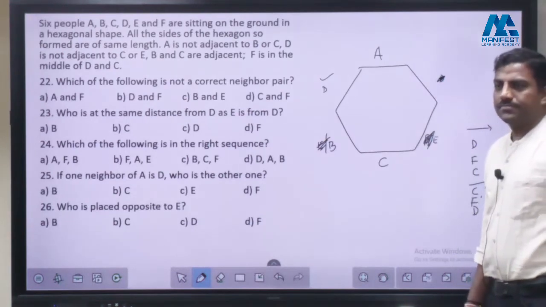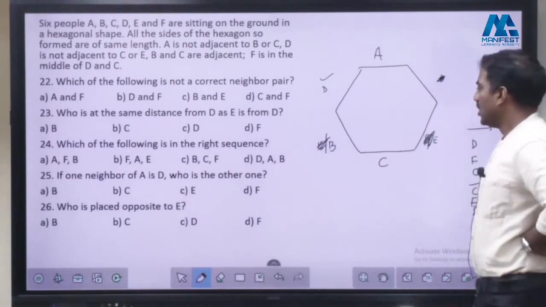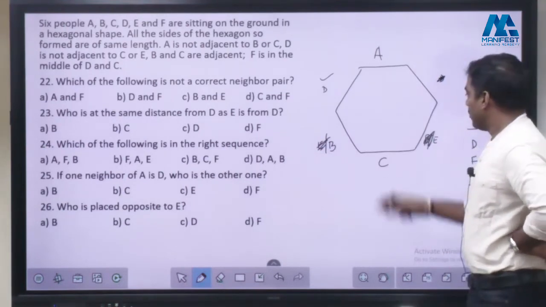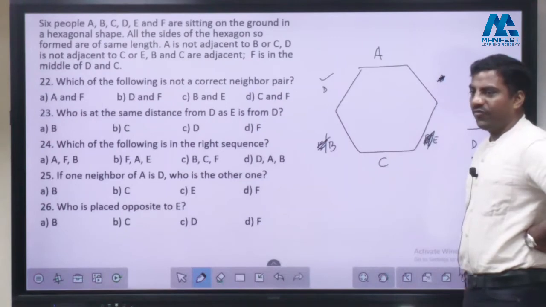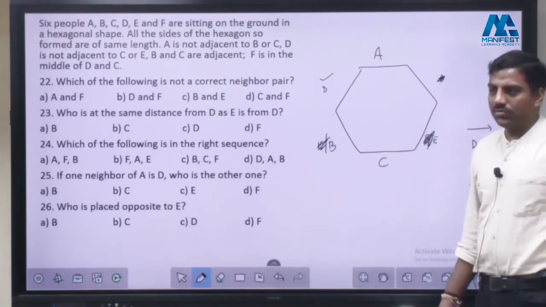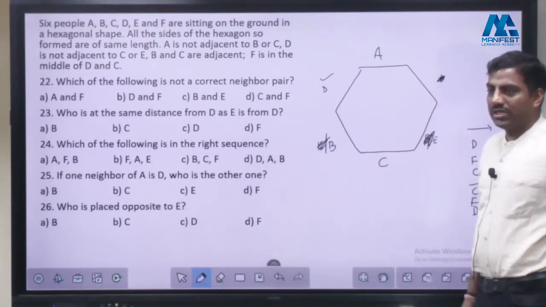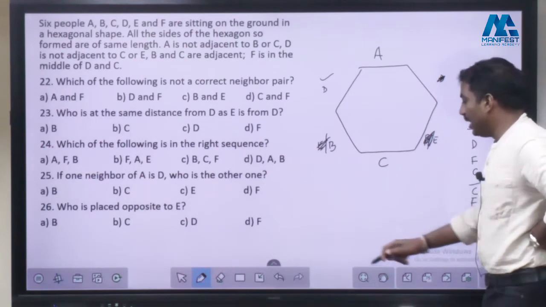Any breakthrough? Anyone? See, the problem is B and E are here, even F should be here. F should be somewhere here. Yes or no? So where to put F? This one is empty.